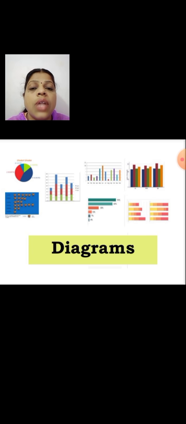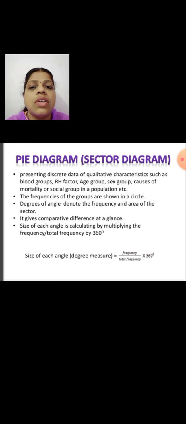So children, I told you that graphical representation is also there. Diagrammatic representation of data is also there. Last week we discussed how to represent the data through various graphs. Now we can discuss the various diagrammatic representations of the data. The first diagram to represent the data is the pie diagram.